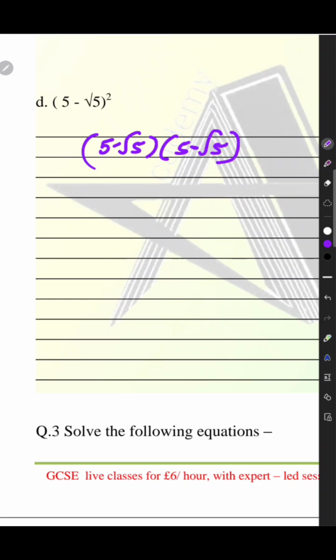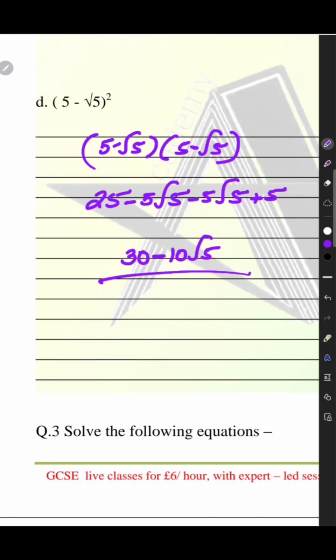And now multiply this. So 5 times 5 will give me 25. 5 times negative root 5 will give me minus 5 root 5. 5 times negative root 5 will give me again minus 5 root 5. And minus root 5 times minus root 5 will give me minus times minus, which becomes plus, and root 5 times root 5 will give me 5. So the final answer is 30 minus 10 root 5. And that will be your answer.